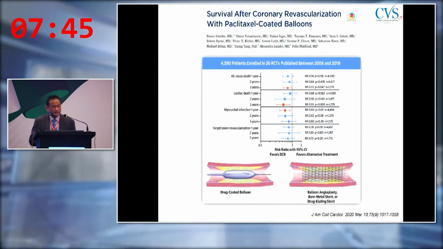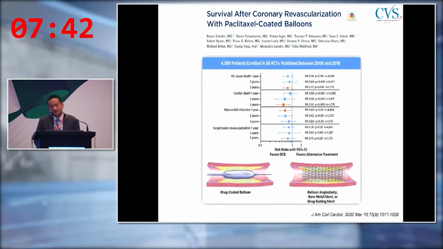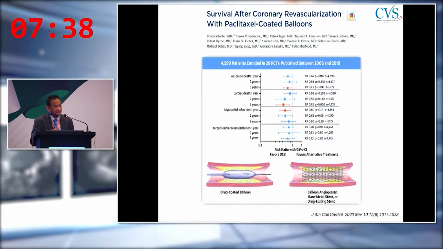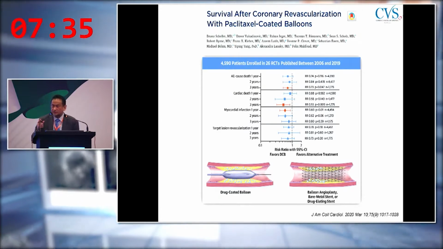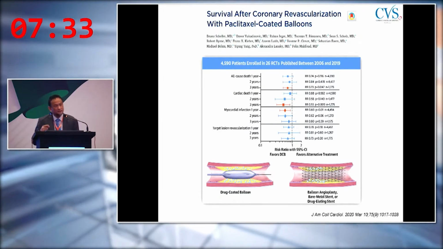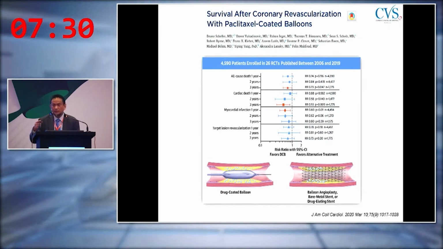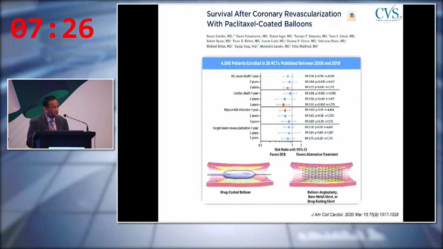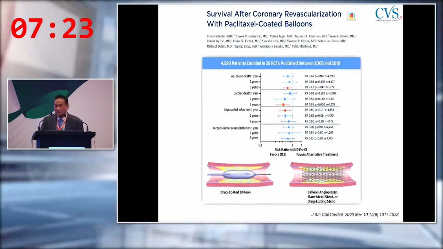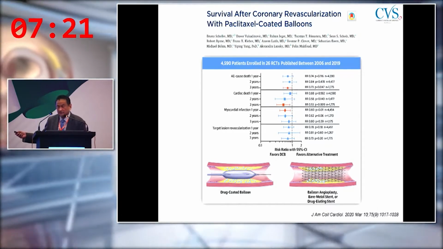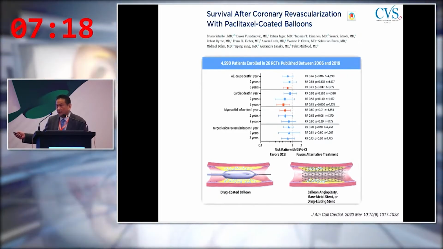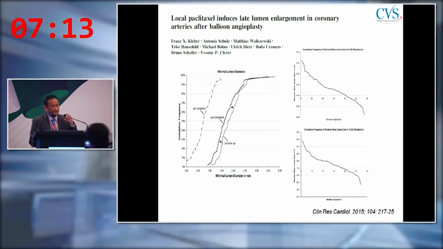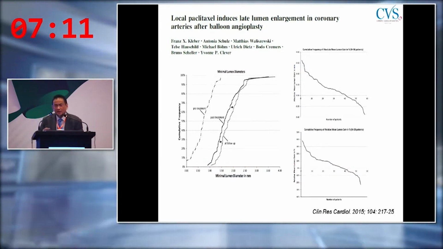Bruno Scheller actually also did a meta-analysis, and this is very interesting because this is for the first time in a meta-analysis, of course, that the survival is actually better when the lesions are treated with DCB as compared to lesions treated with either POBA, DES, or BMS. So at least for the first time, it showed advantages in terms of survival, or even in terms of cardiac death is reduced.